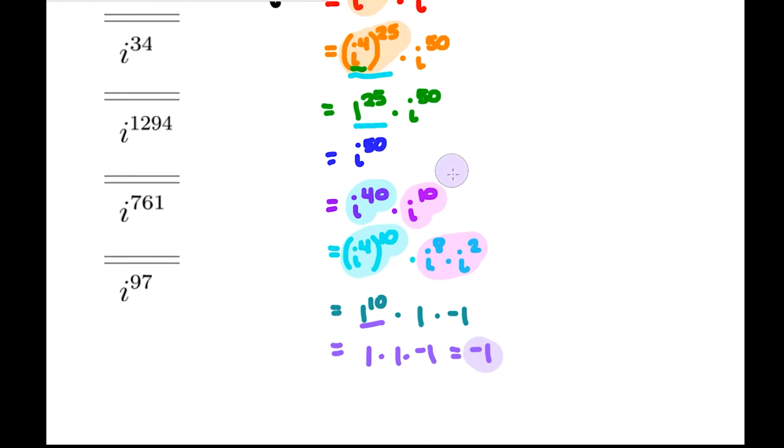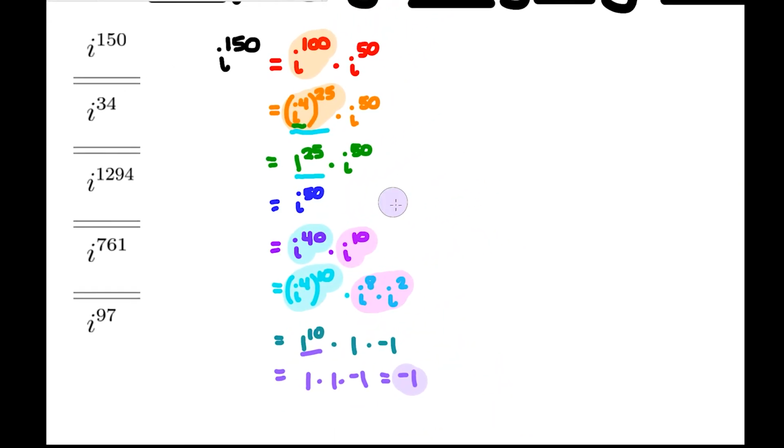Now it seemed like a lot of work to do that, and I did write down more work than I really had to, because as long as you see something is divisible by 4, you can just get rid of it. I to the 100th, I could have just right away said was equal to 1. But instead I broke it down to the i to the 4th, just so you can see where it comes from. But again, you don't actually need to do that. As long as you know that it's divisible by 4, you can just write a 1 in there right away.